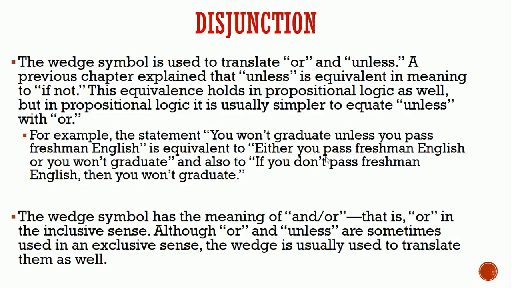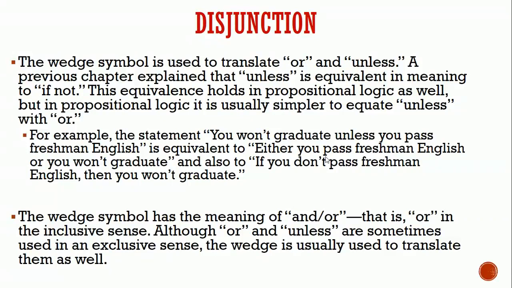Disjunction. So the wedge symbol is used to translate or, unless. In a previous chapter I explained that unless is equivalent in meaning to if not. This equivalence holds in propositional logic as well, but in propositional logic it is usually simpler to equate unless with or. The examples they give are: you won't graduate unless you pass freshman English is equivalent to either you pass freshman English or you won't graduate. And also to if you don't pass freshman English then you won't graduate.